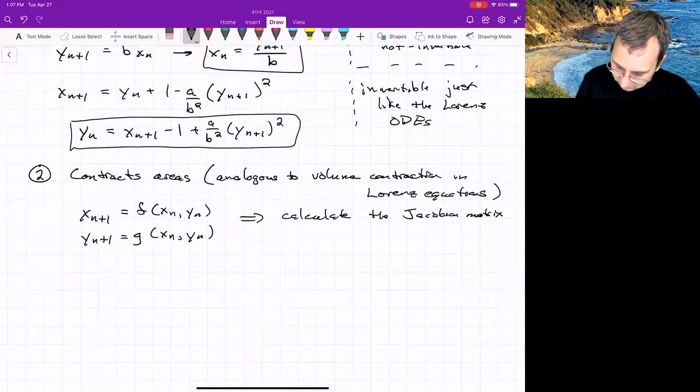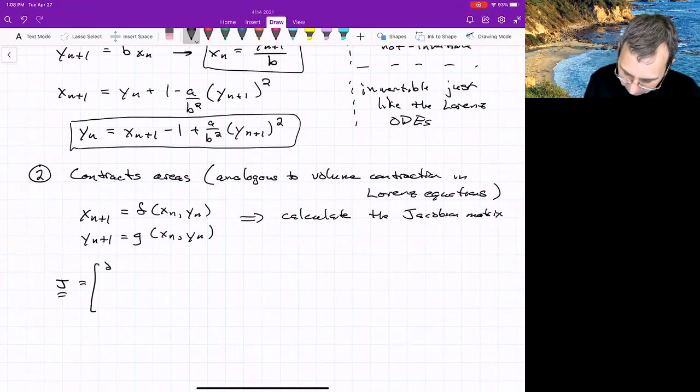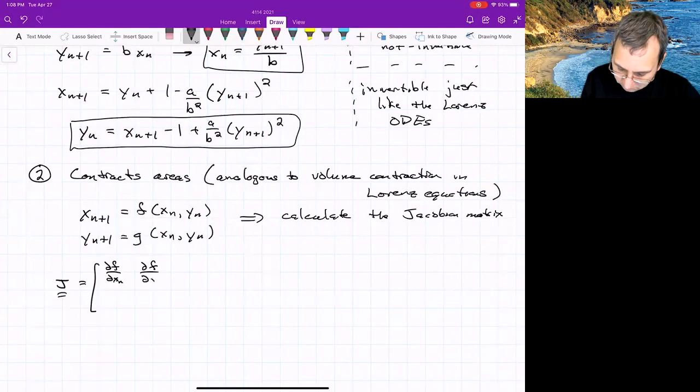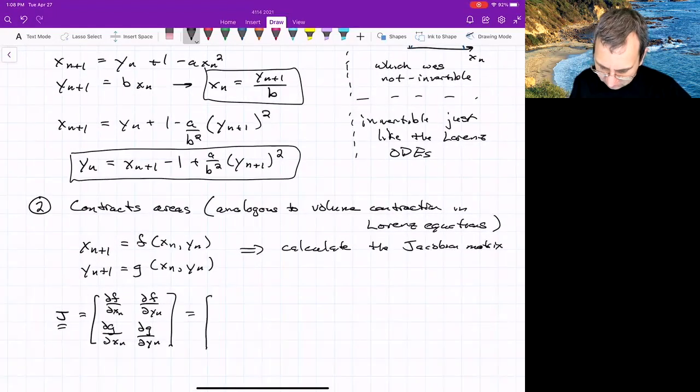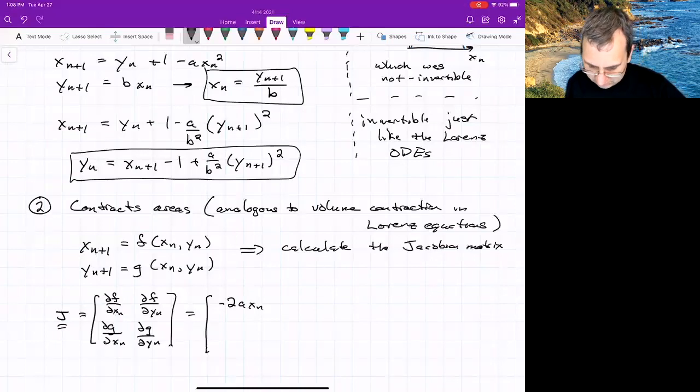So the Jacobian matrix, write it as J. We write partial f, partial xn, partial f, partial yn, partial g, partial xn, partial g, partial yn. What do we get? Well, from the map, we've got it up above here. First entry, this is -2a xn, and this partial derivative is 1. Then for yn plus 1 equals bxn, so this is going to be b here, and then 0, because there's no dependence. So that's our matrix.